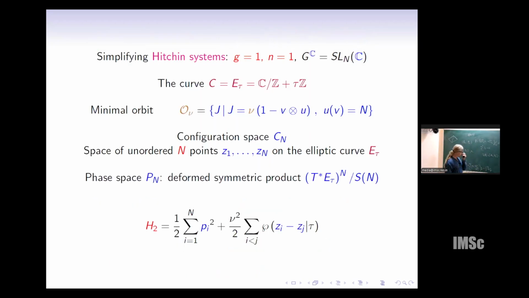Okay. So that was one example, one way of making the system kind of explicit. Another way was to go to genus 1 with one puncture, choosing a so-called minimal orbit attached to this puncture. This is the orbit of traceless n-by-n matrices whose eigenvalues have maximal multiplicity. Such matrices are parameterized by a choice of a vector and covector, such that the covector on the vector is equal to n, up to rescaling. If I multiply u by a number and v by the inverse number, it doesn't change this matrix.